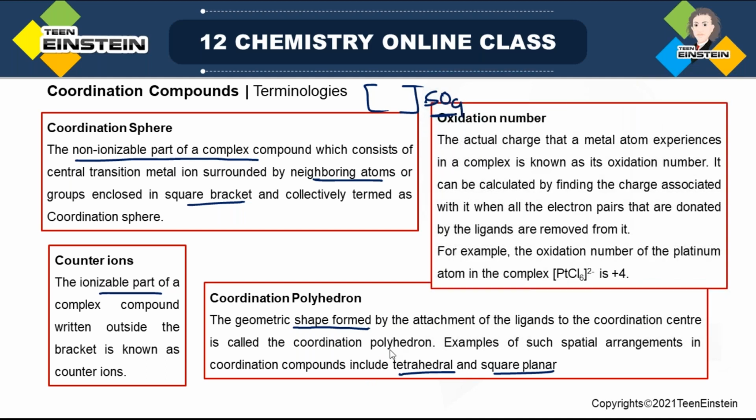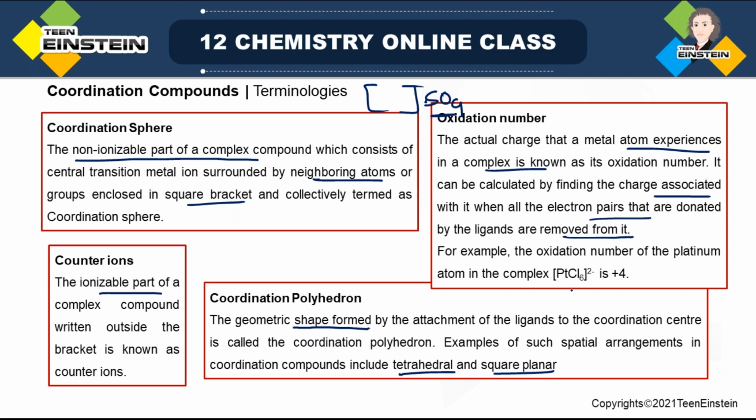Oxidation number. The actual charge that a metal atom experiences in a complex, that is the oxidation number or oxidation state. How can you calculate it? By finding the charge associated with it when all the electron pairs that are donated by the ligands are removed.